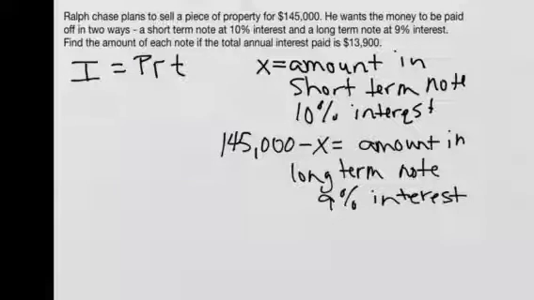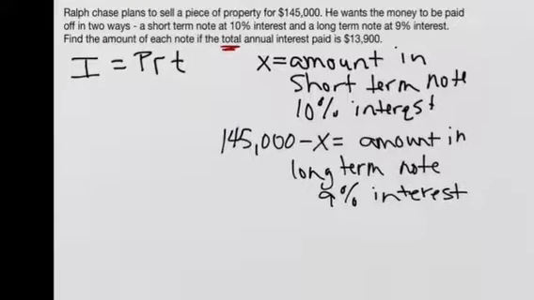And that's going to be at 9% interest. So we're told that the total annual interest paid is $13,900. This word total here means that we're going to be adding up our interest, the interest that we paid in the 10% interest, and then the interest in the long-term note that was 9% to get our total interest. Remembering that interest is principal times rate times time. So what we'll do is we'll set up our equation.